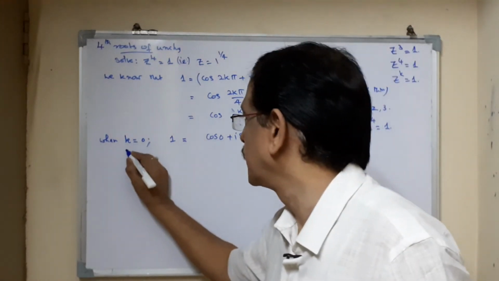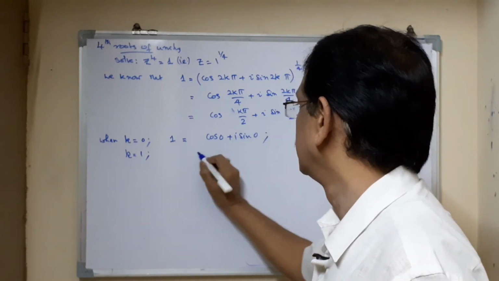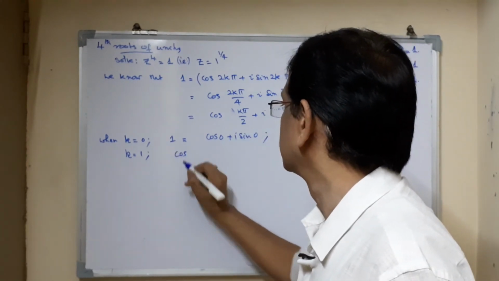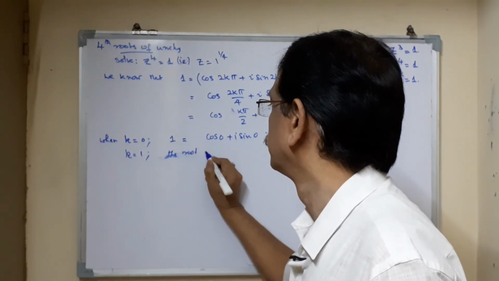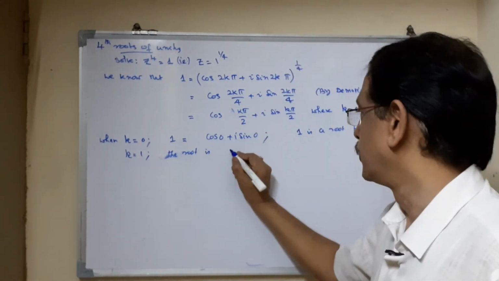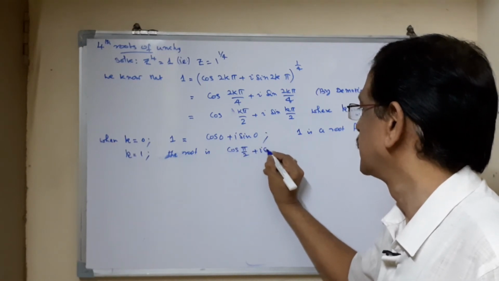What happens when k equal to 1? If k is 1, the root will be cos pi by 2 plus i sin pi by 2.